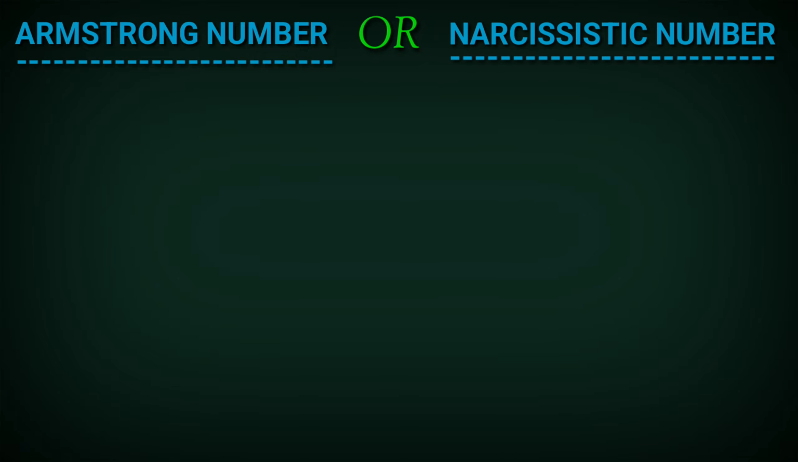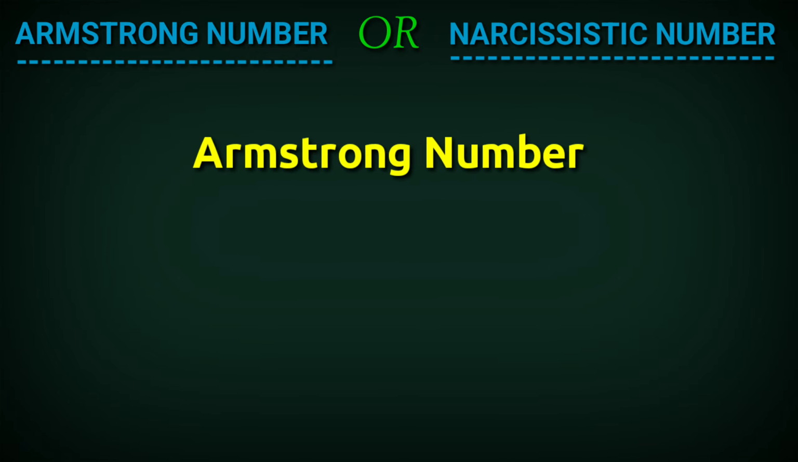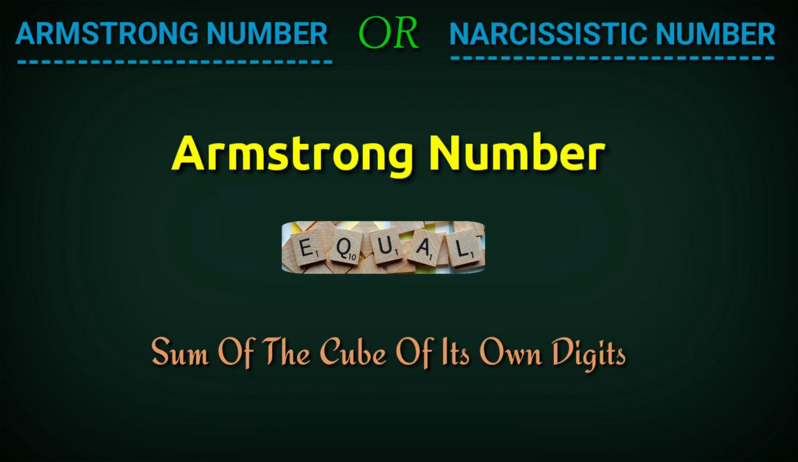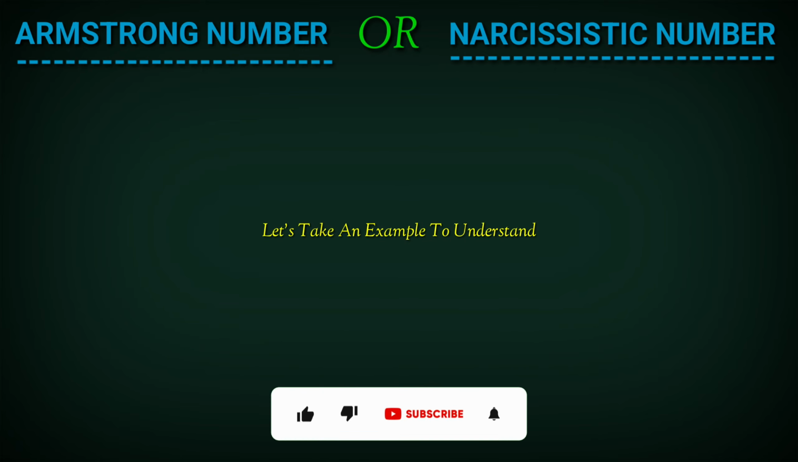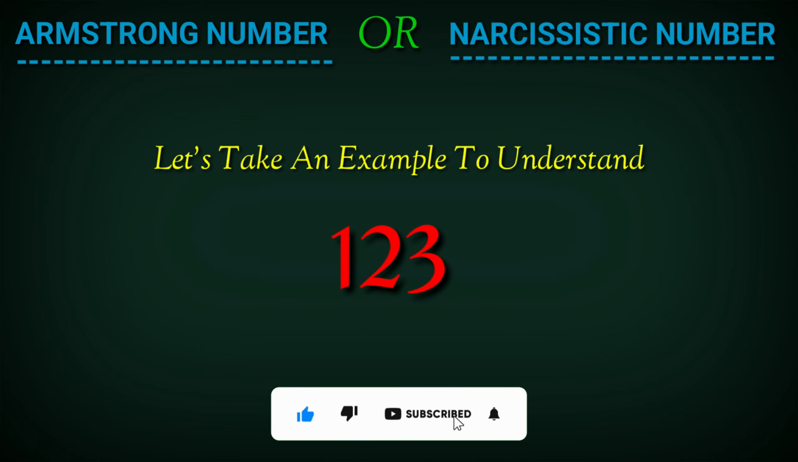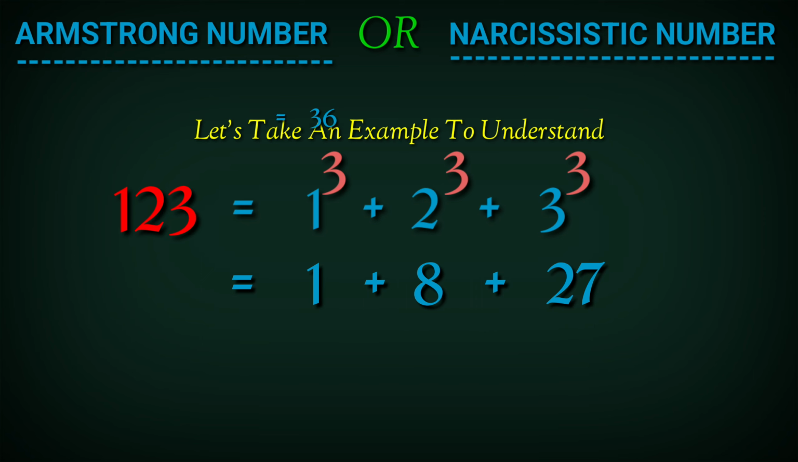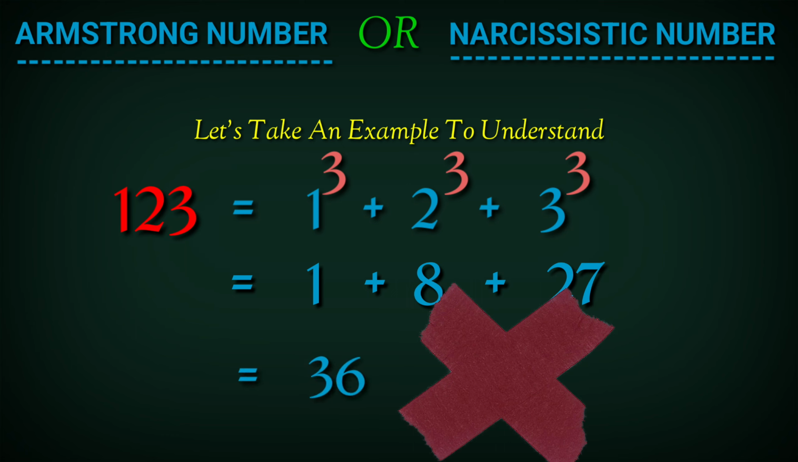Armstrong number. An Armstrong number is also known as narcissistic number. It is a number that is equal to the sum of the cubes of its own digits. Did you guys get it? No? Let's take an example to better understand. 123. As per the definition, let's see whether the sum of the cubes of each digit will be equal to the actual number. So, after applying the logic, we got the summation and that is 36. So we can say that it is not an Armstrong number.